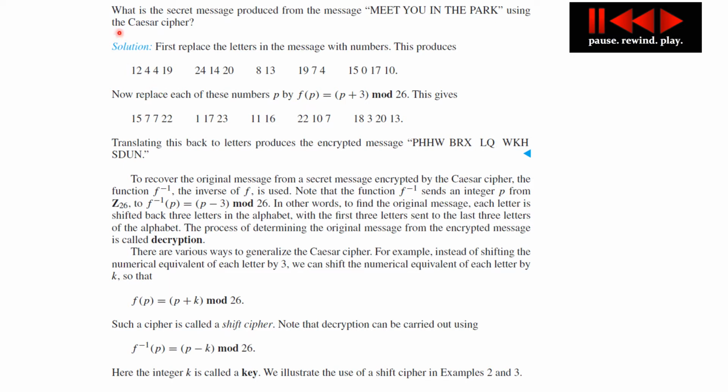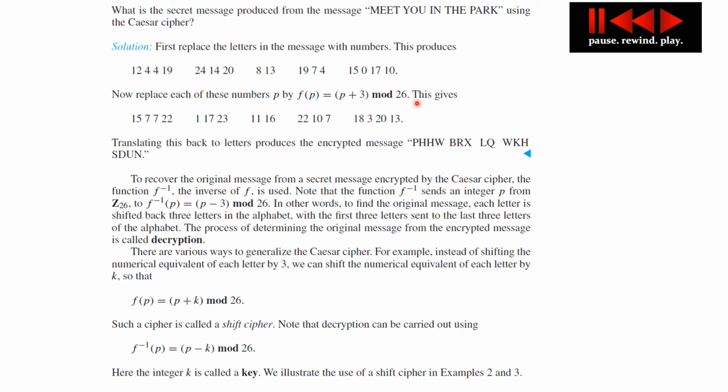Okay, so what does the secret message produce from this message, "meet you in the park," using the Caesar cipher? You should really do these things, so let's pause and see how you did. Okay, so you replace the letters in the message itself with numbers, and that gives you this. M is the 12th number in the alphabet, and T is the 19th number in the alphabet, and so on and so forth.